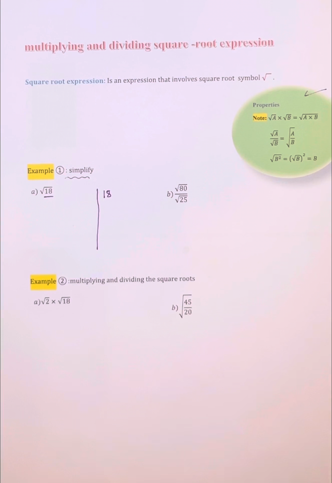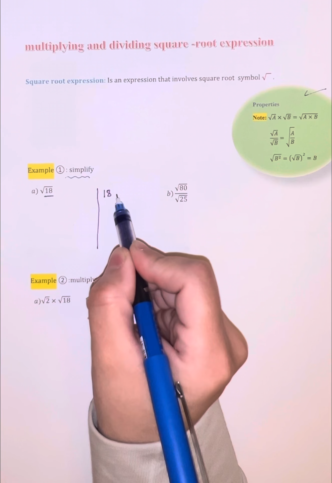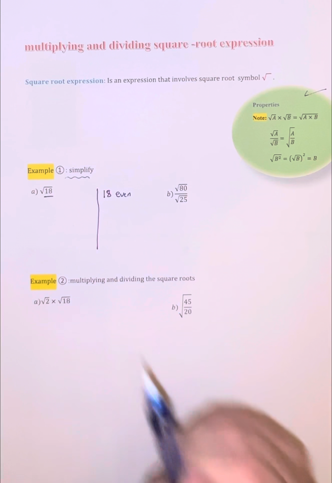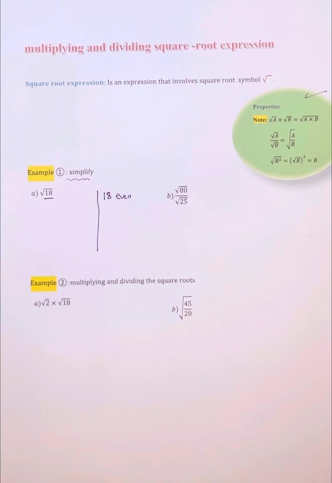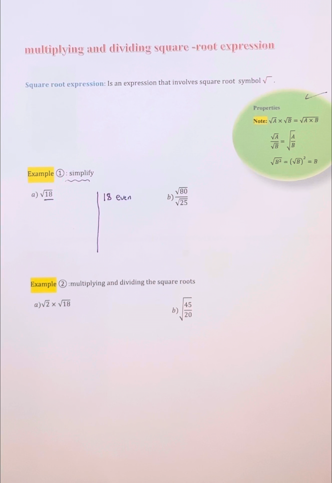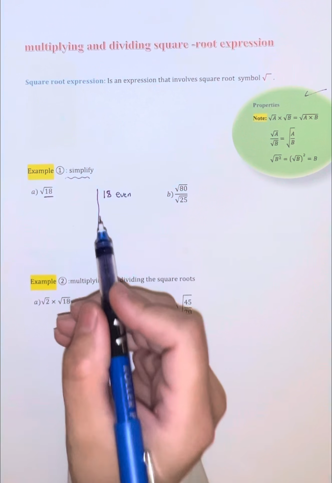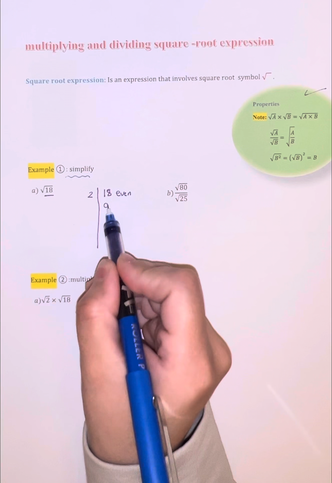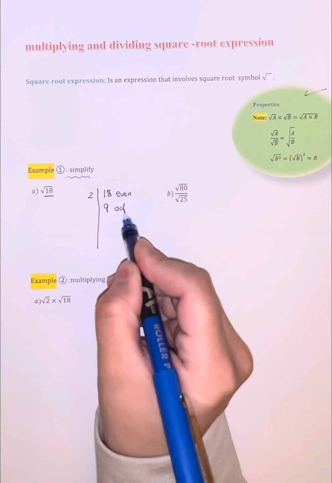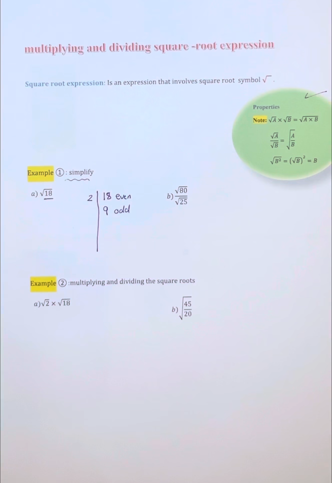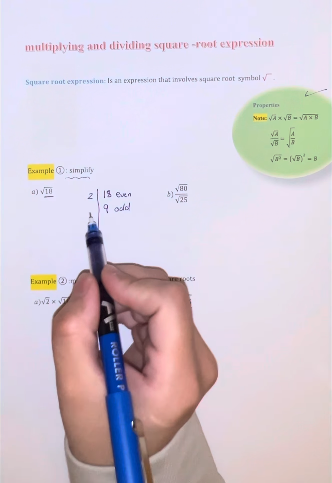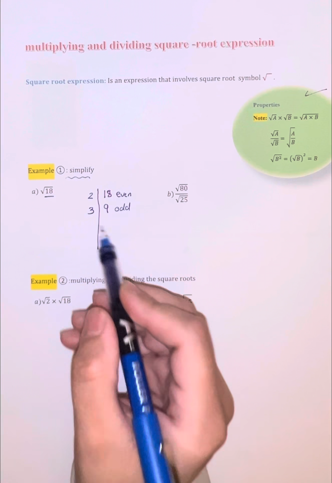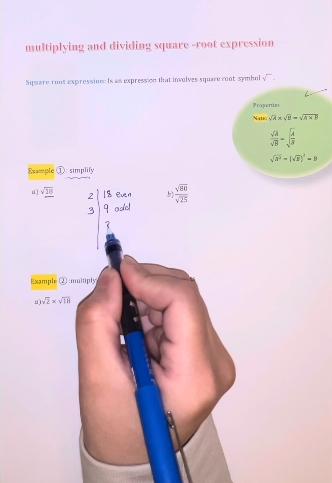Because 8 is even, 18 will be even, okay? As you know, 0, 2, 4, 6, 8, and so on are even numbers. So if we have an even number, we can divide it by 2. 18 divided by 2 is 9. So we get an odd number. The smallest odd number is 3, so I will divide by 3. 9 divided by 3 is 3.